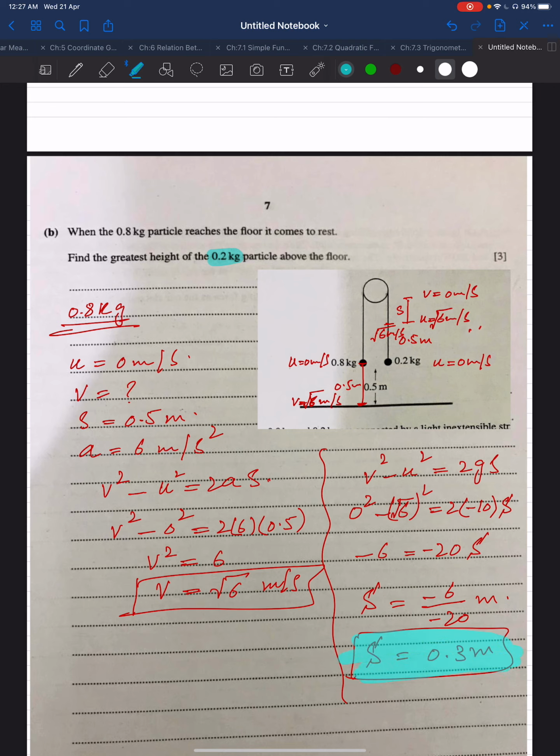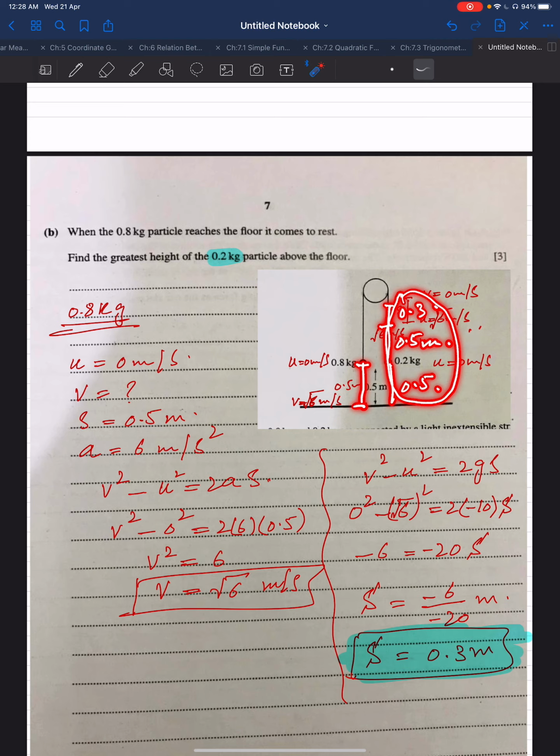So it has traveled 0.3 meter with the velocity square root of 6 meter per second it had when the other stopped, and it gradually decelerates and stops. Its final velocity becomes zero, and during this it travels 0.3 meters. They are asking for the greatest height of the 0.2 kg particle above the floor. This is the floor. It was already 0.5 above, 0.5 more due to this movement, and then plus this 0.3. So we'll add up all these to get the greatest height of the 0.2 kg above the floor, right?